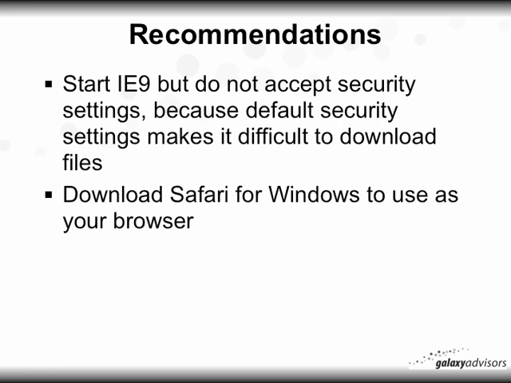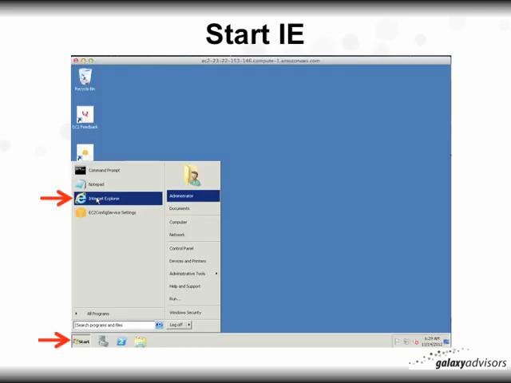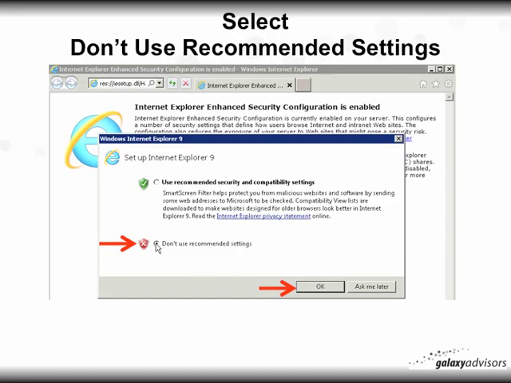Now, a few recommendations: you're going to start Internet Explorer 9, but do not accept the security settings, because the default security settings make it difficult to download files. Instead, I recommend you download Safari for Windows to use as your default browser. So with those 2 recommendations, click the Start button and then Internet Explorer. When it starts for the first time, select Don't Use Recommended Settings and then click OK.